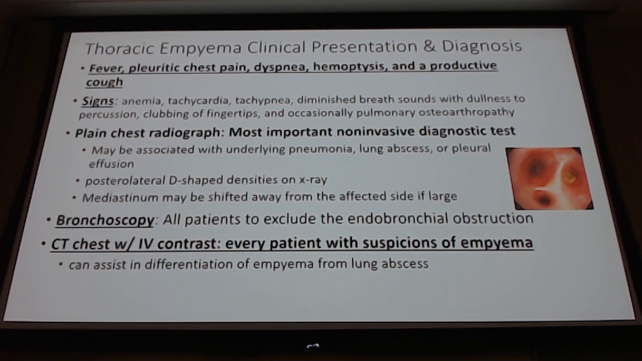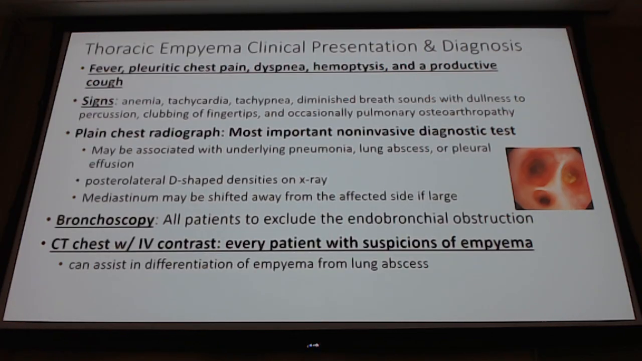Again, you're going to have that D shape on the X-ray on the inside wall of the thoracic cavity. And then the mediastinum can be shifted away from the affected side, just like with any other space. If you have a big enough thing that's not supposed to be there, it can shift things where they're not supposed to be.